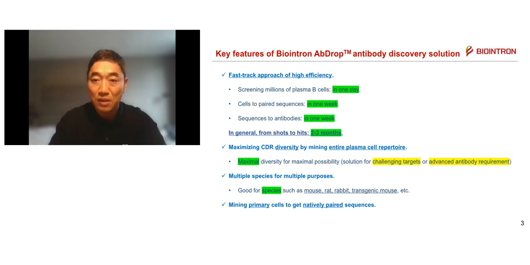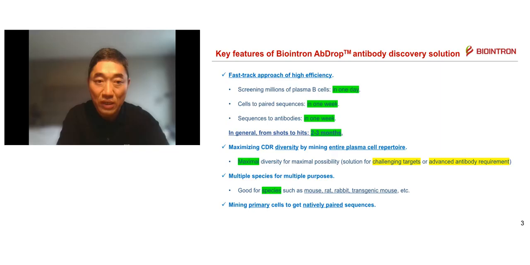In the coming 10 to 15 minutes, I will share 9 case studies with you. From these case studies, you will see that Biointron's AbDrop, this single bead antibody discovery solution, holds very unique key features that separate it from any other traditional antibody discovery solution. First is a fast-track approach with high efficiency. Why is it so fast? Because it can screen 1 to 2 million cells per loading in 1 day.